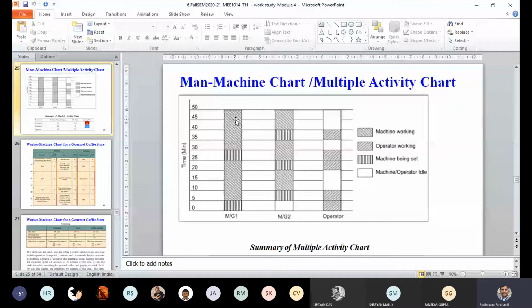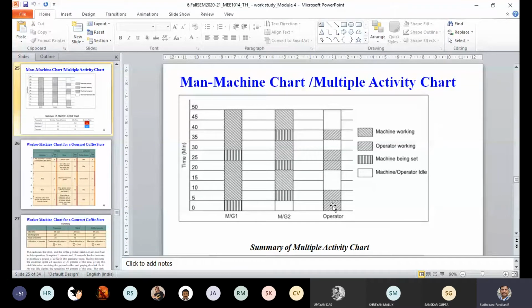You come to the second machine. For the first 5 minutes it is idle, that is why it is empty. Then the next 5 minutes loading has started in the second machine. Then almost 10 minutes for doing some job in the second machine. Then loading operation started, then comes another operation, then loading, then another operation, for machine 2.